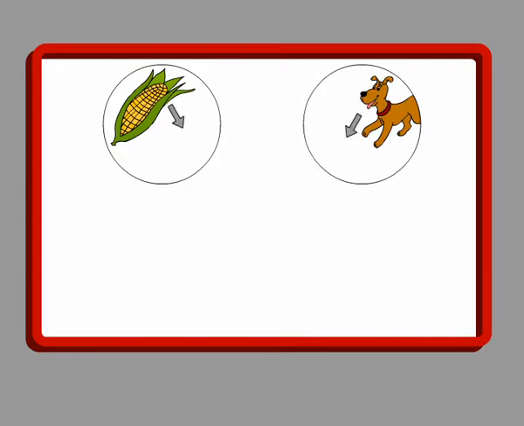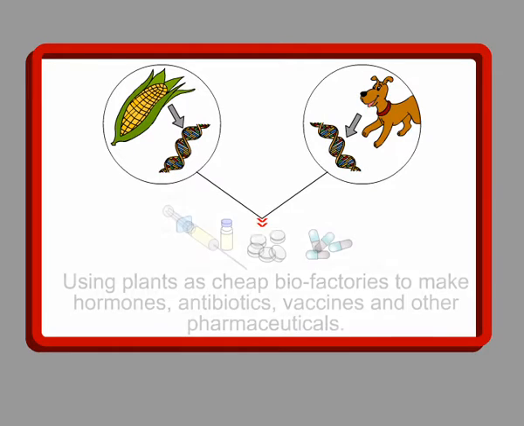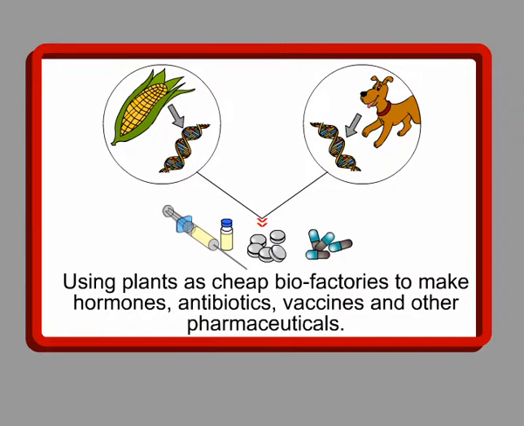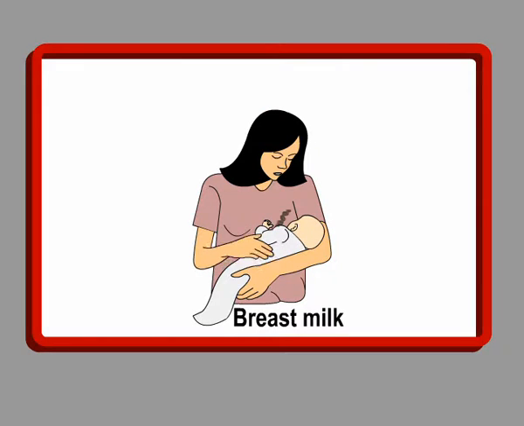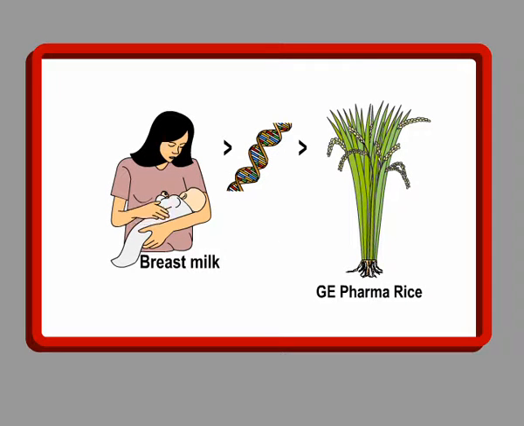Companies are also using plants as cheap biofactories to make hormones, antibiotics, vaccines, and other pharmaceuticals. Some trials are known to use animal genes, for example, dog genes. GE Farmer rice has been modified with human genes to produce 2 proteins found in human breast milk. The plan is to use it to treat diarrhea. All these sound like good ideas, but you will see that they are really not.